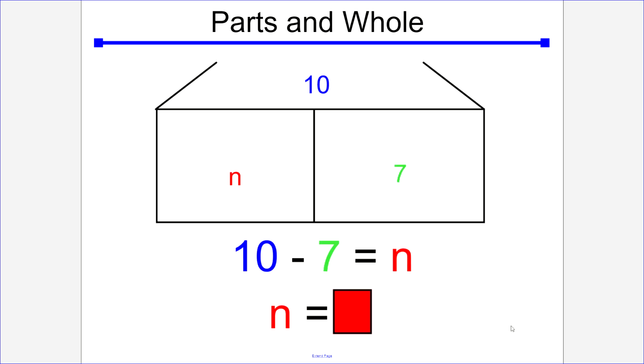Go ahead and take a look at this bar diagram. We can see that the whole is 10 and one of the parts is 7. The other part we do not know, so there is an n to represent that unknown spot. When we are missing a part, we have to subtract because whole minus part equals part. The whole minus the part that you know equals the part you do not know. Let's go ahead and solve this problem to figure out what n equals. Our whole, 10, minus 7, the part we know, will equal n. Think in your brain. What is 10 minus 7? 10 minus 7 is 3, so n equals 3.